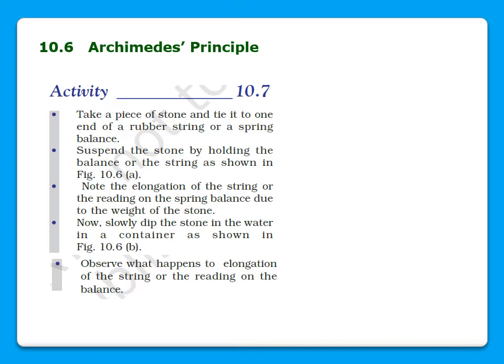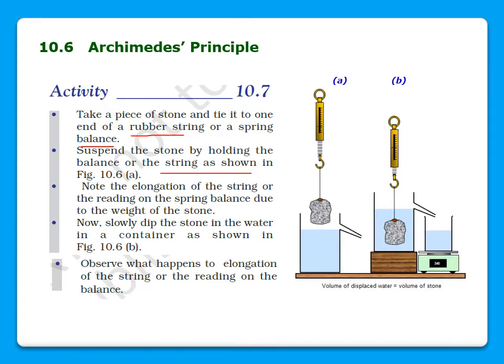So to do this activity, you have to take a piece of stone, fine, and then tie this piece of stone to a rubber string or a spring balance. It is better if you take a spring balance because afterwards it will be helpful to you to note down the observations. Now suspend the stone by holding the balance or the string as shown in the figure. Here is the figure. This is the arrangement. You have to suspend a stone over here with the help of a spring balance. Okay. And now you have to read the observations over here and note it down.